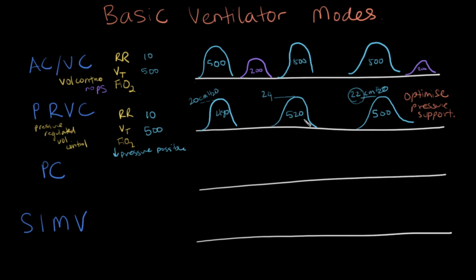Last thing to mention with the PRVC mode is that if the pressures get too high, let's say that we wanted the pressures to be no more than 20 centimeters of water, then on this breath, what would have actually happened is that at 20 centimeters of water, the ventilator cuts that tidal volume off and brings the breath back, and then that purple area might be slightly lower. It might be close to, let's just call that 400 mils.